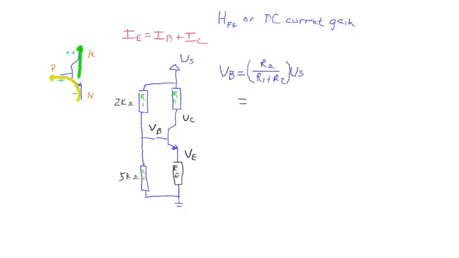So what is the voltage at the base? Well, it's 5K ohms over 5K plus 2K ohms, times Vs. We'll say Vs is equal to 5 volts. 5 volts, and we get 5 over 7 times 5 equals 25 over 7 equals 3 and about 4/7 volts.